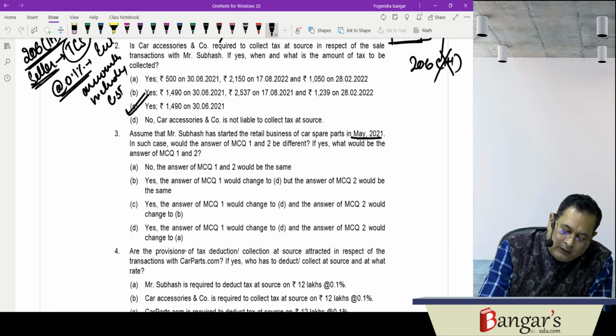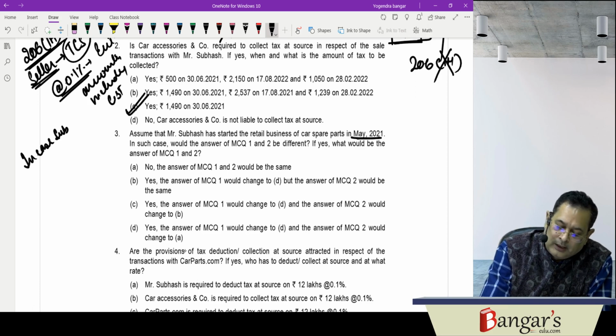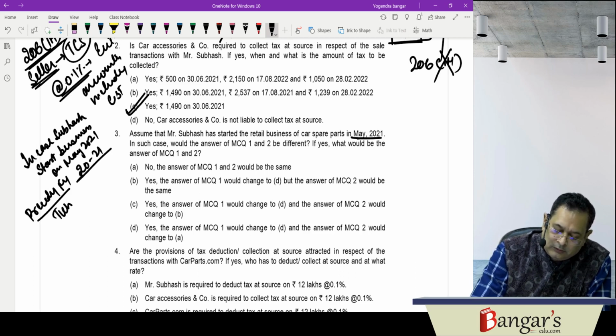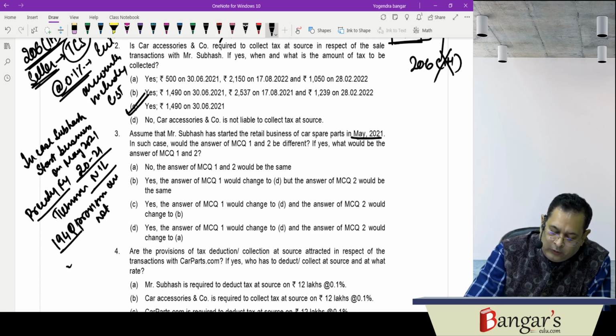Definitely. In case Subhash starts the business on say May 21, then in the preceding financial year, that is 2021, his turnover is nil. In that case, 194Q provisions are not applicable. Only 206C 1H provisions will be applicable.